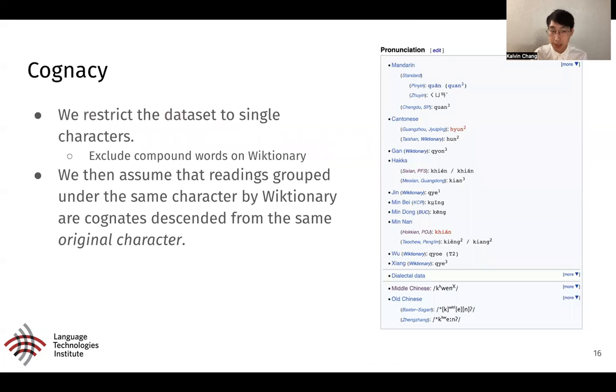As for how we establish cognacy, we first restrict the dataset to single characters and exclude compound characters on Wiktionary. This avoids issues of partial cognacy that may arise when considering compound words with 2 or more characters. We then assume that readings grouped under the same character by Wiktionary are cognates descended from the same original character. So in the example on the right, all pronunciations are grouped under the same character in Wiktionary, and we put them all into the same cognate set.